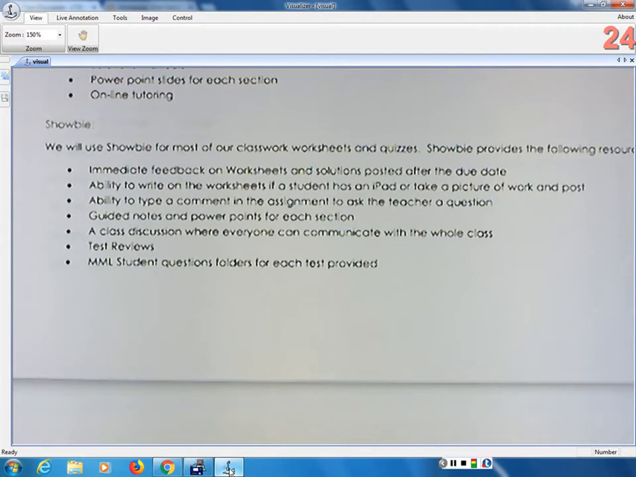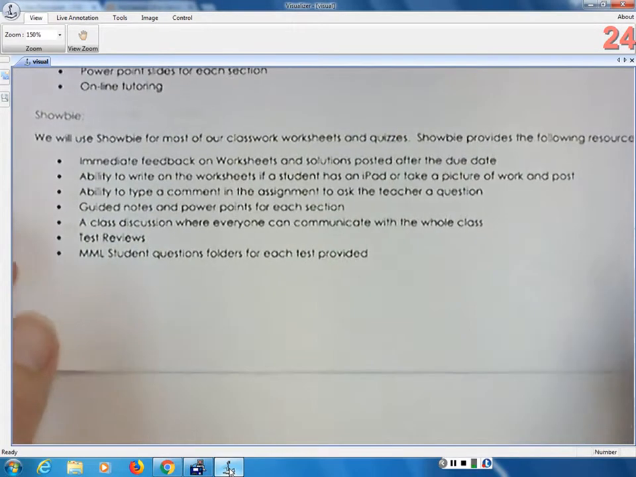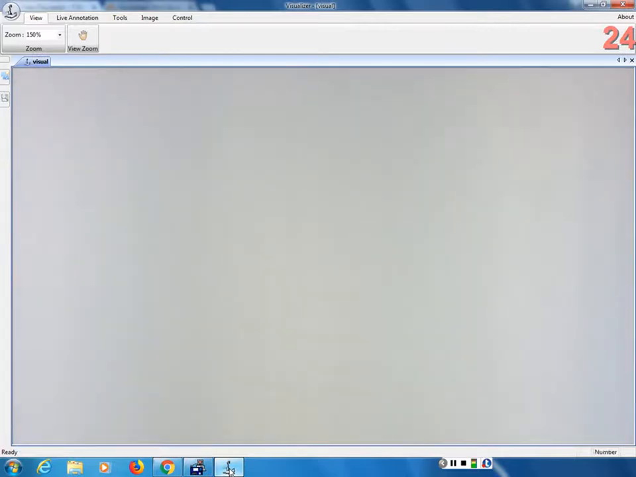It provides immediate feedback. If I collect something the class period before a test, I can grade it and you can look at it before the test, not walk in and have me hand the worksheet back 2 seconds before the test. That doesn't work too well. So that's Shobi. That's why I use it.